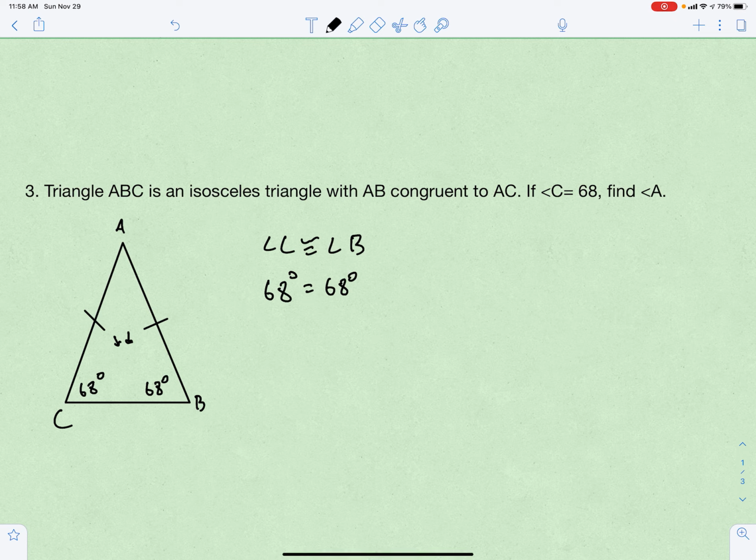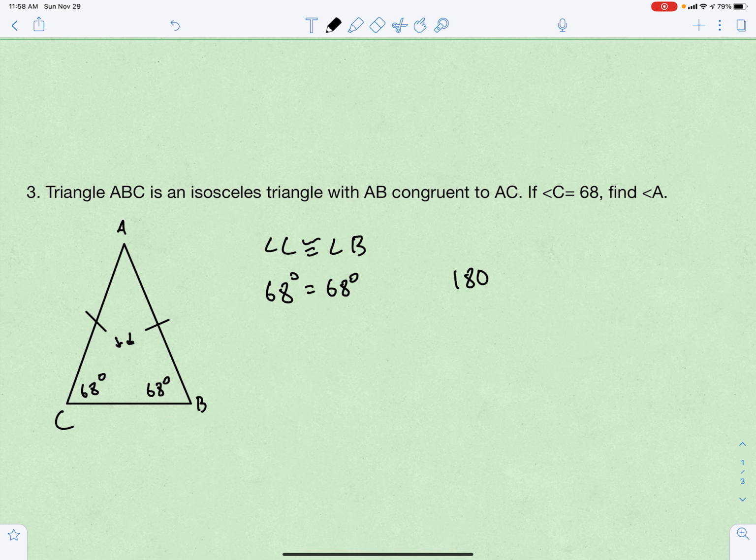So this is the same kind of thing from the last problem. We got to find the third angle. So the thing I need to do is take those two things and subtract them from 180 because I know in a triangle there's 180 total degrees. So if I take 180 and I subtract 68 and I subtract 68 more, I can find the third angle. Once I do that, I get 44. So we know the third angle, or angle A, is equal to 44 degrees.